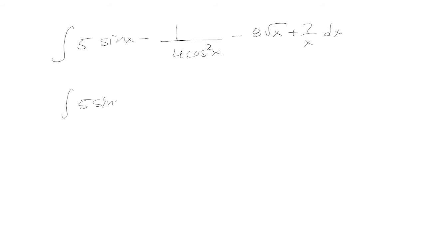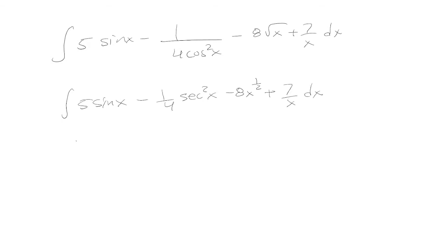Okay, the next question, we want to find the general antiderivatives. So we have the integral of 5 sine x minus 1 over 4 cosine squared minus 8 square root of x plus 7 over x dx. I'm going to rewrite this. 1 over cosine squared is secant squared. And then square root of x is just x to the 1/2 power.